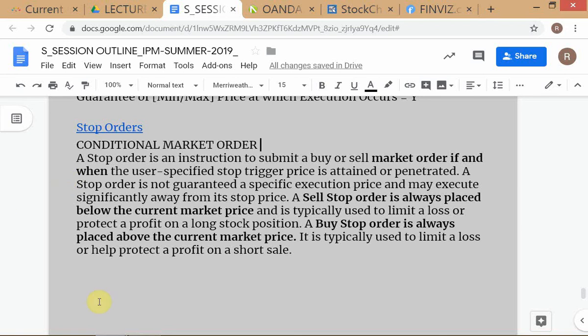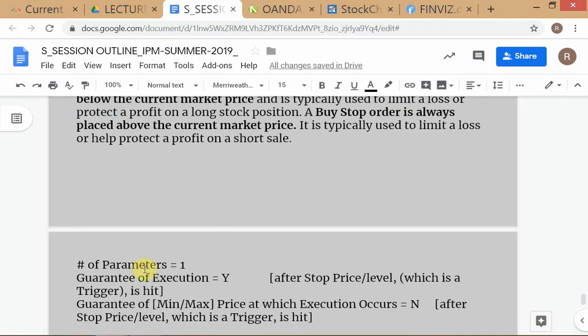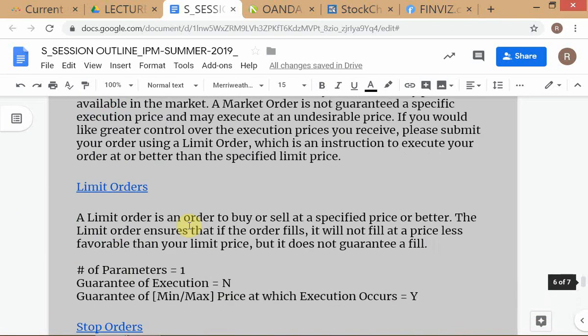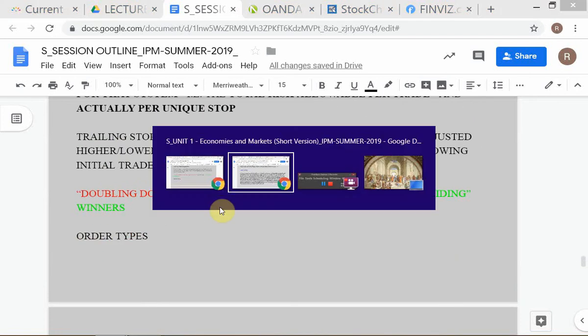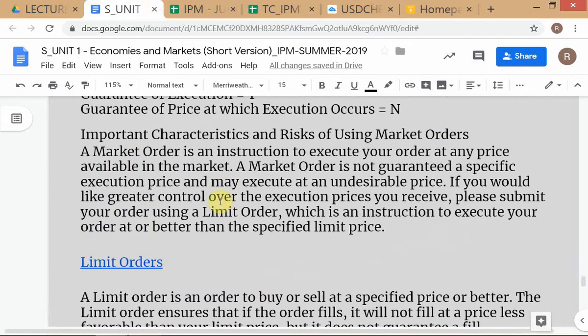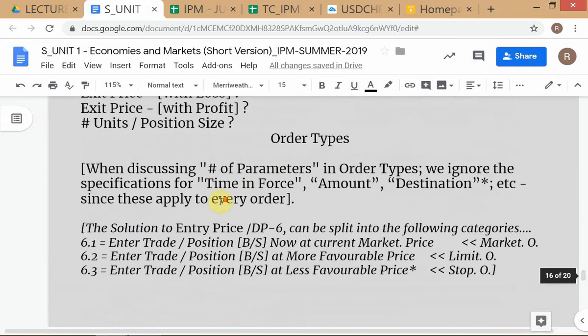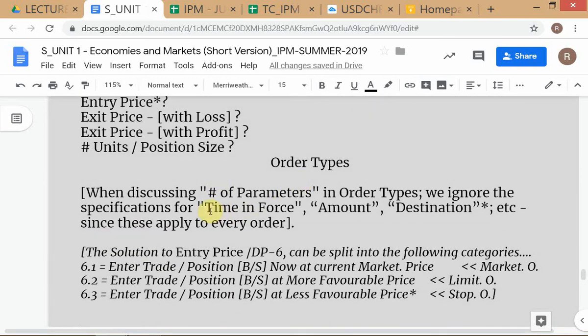You notice that a stop order has parameters, we have talked about parameters. Remember at the beginning we said something about this part here, that when we talk about parameters, we are talking about time in force, amount, destination. Destination is whether you want to send the order to the BSE or the NSE or the New York Stock Exchange or the Philadelphia Stock Exchange. In advanced software types, you can actually give that instruction also.